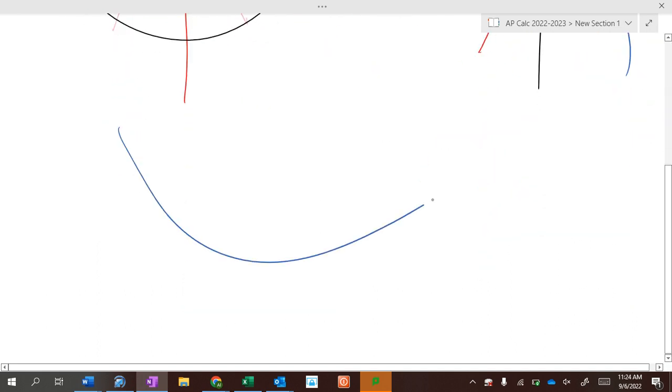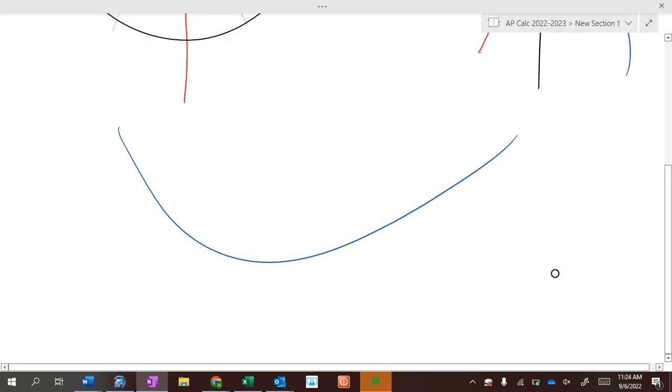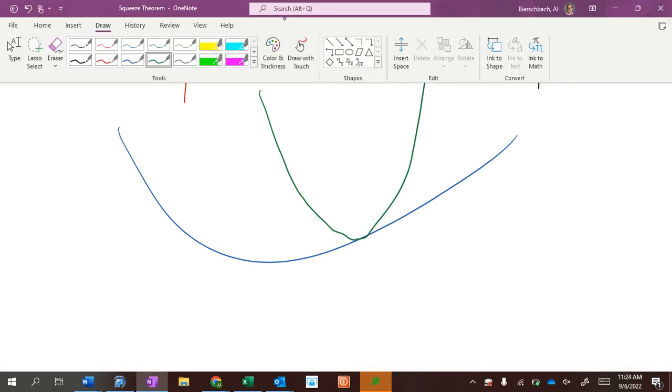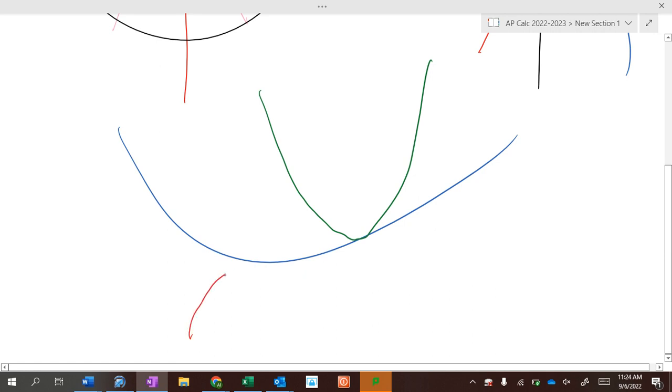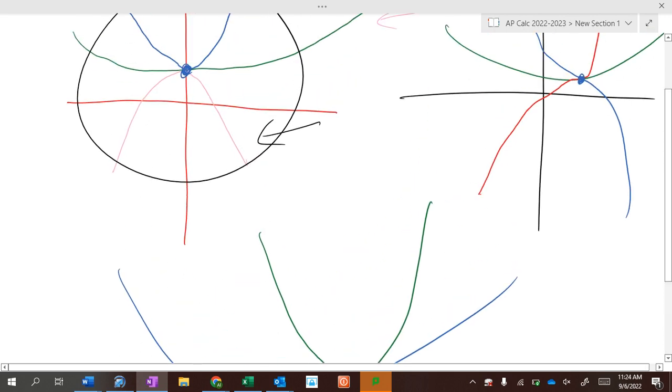Like if you have one that hits it like this, and another one that hits it like this, you can't use the squeeze theorem because there are two different points. They all have to be at the same point for you to use the squeeze theorem. Okay? So that's the squeeze theorem.